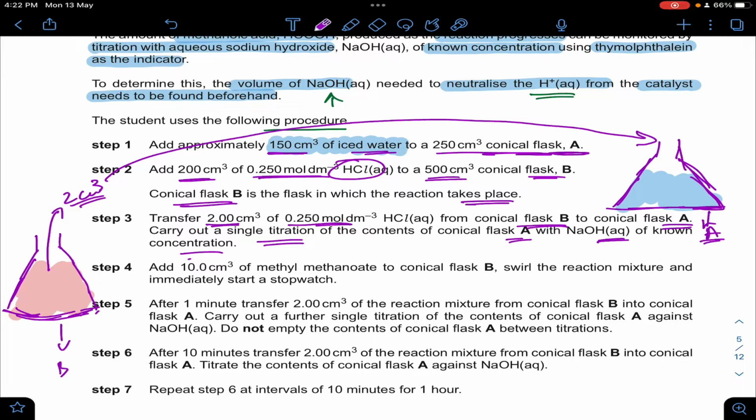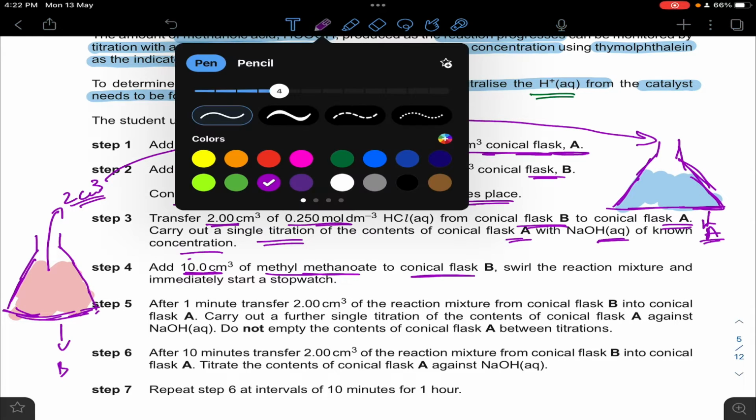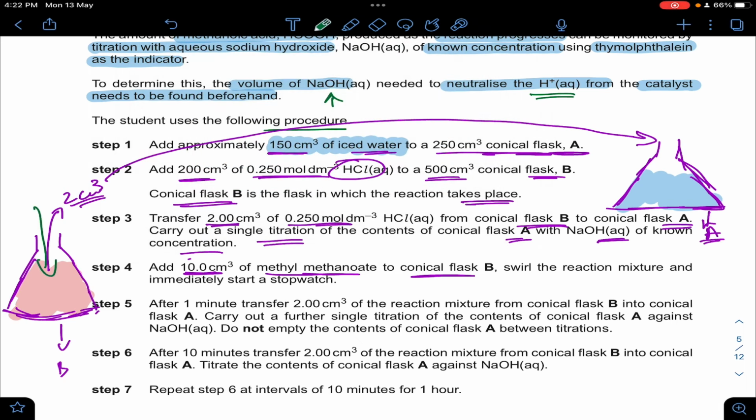Next step, step 4, add 10 cm cube of methyl methanoate to conical flask B. Now we'll add 10 cm cube of methyl methanoate to conical flask B. Swirl the reaction mixture and immediately start a stopwatch. So the reaction will now start. Methyl methanoate will hydrolyze and convert into methanoic acid and methanol in the presence of hydrochloric acid.